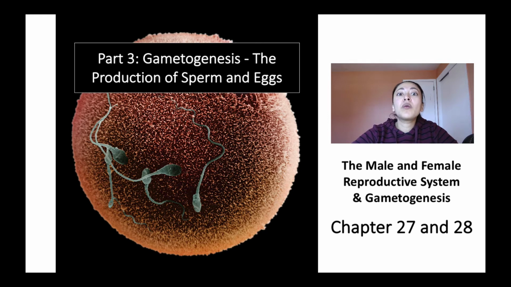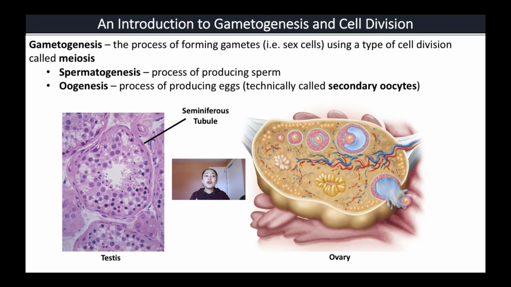In this video, we will look at gametogenesis, or in other words, the production of sperm and eggs. Gametogenesis is the process of forming gametes. Another word for gametes is sex cells. And this primarily uses a type of cell division called meiosis.